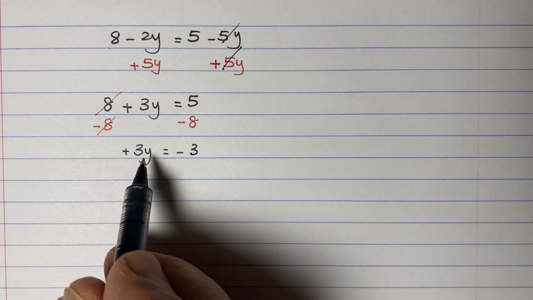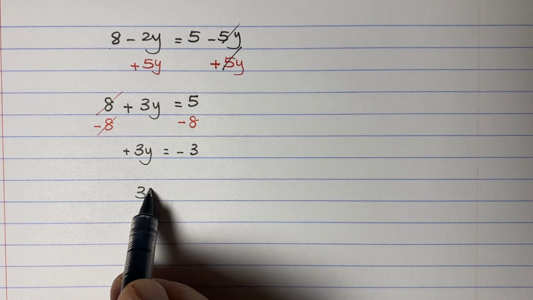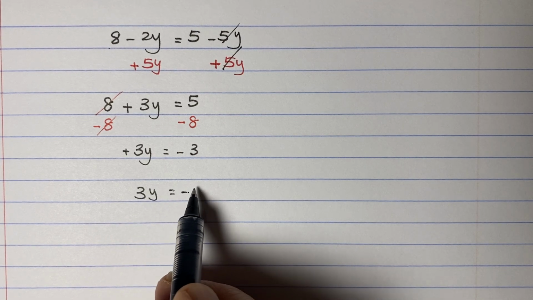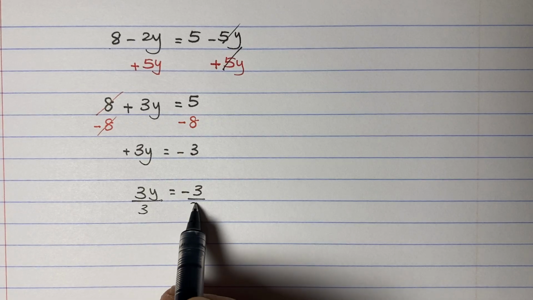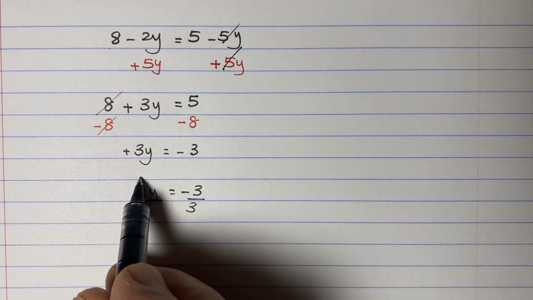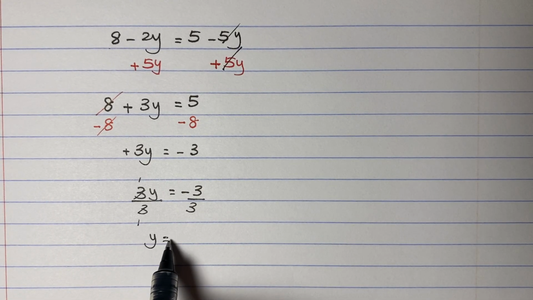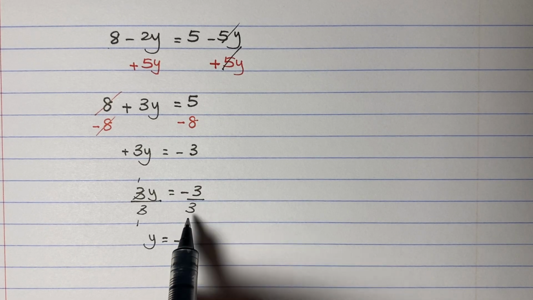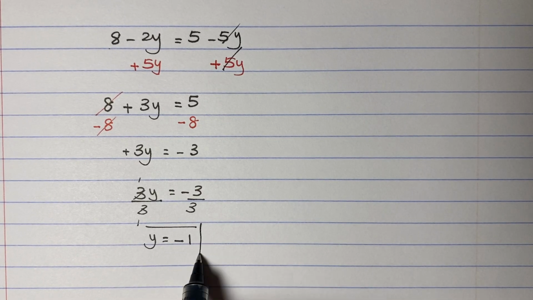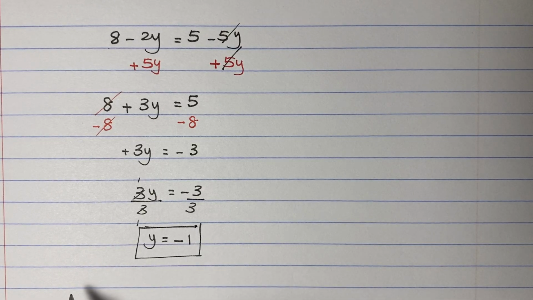Then, in order to find y, I divide both sides by the number which is multiplied by y, which is 3. 3 and 3 cancel. Y equals minus 3 divided by 3, which is minus 1. That is the value of y for this equation.